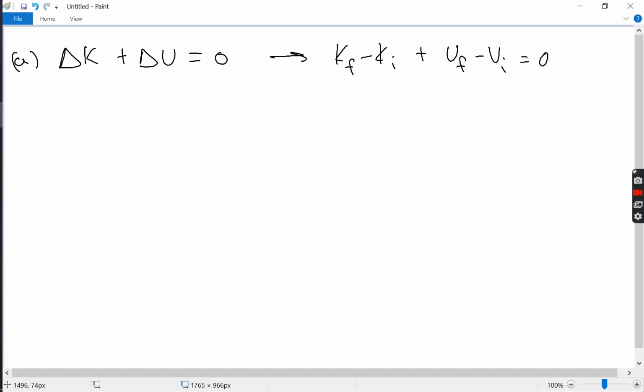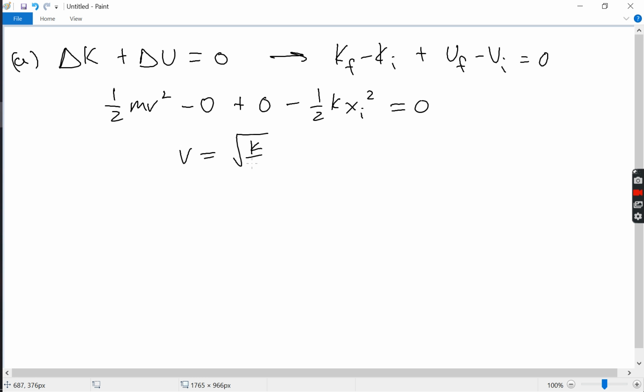So the final kinetic energy is the kinetic energy it has at equilibrium, so we can write that as 1/2 mv squared. It started at rest, so there was no initial kinetic. The potential at the final position, at x equals 0, the spring won't be stretched or compressed, so that will also be 0. But it started with elastic potential energy in the spring. So if we group all that together and solve for v, we get the square root of k over m multiplied by our initial stretching distance.